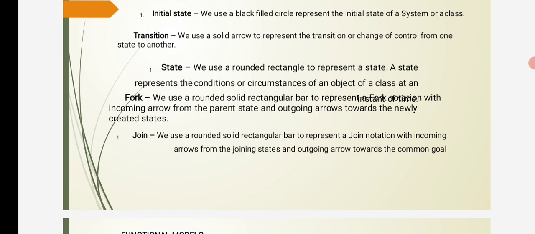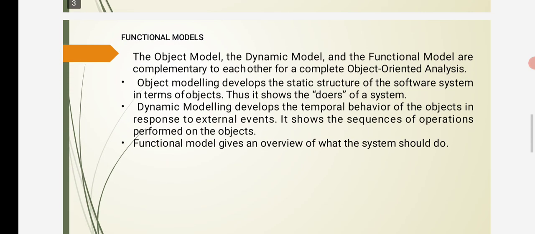Then fork, we use a rounded solid rectangular bar to represent a fork notation, with an incoming arrow from the parent state and outgoing arrows toward the newly created states. Then join, we use a rounded solid rectangular bar to represent a join notation, with incoming arrows from the joining states and an outgoing arrow toward the common goal.